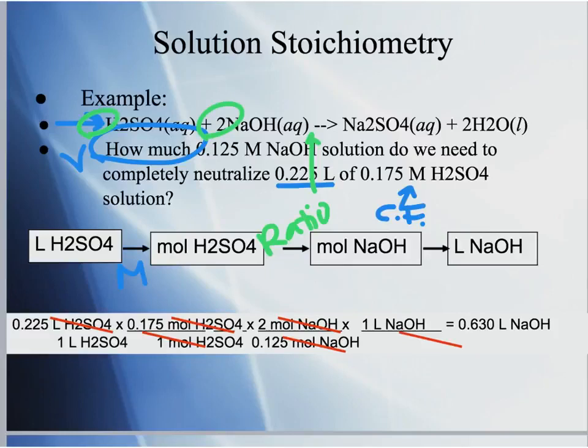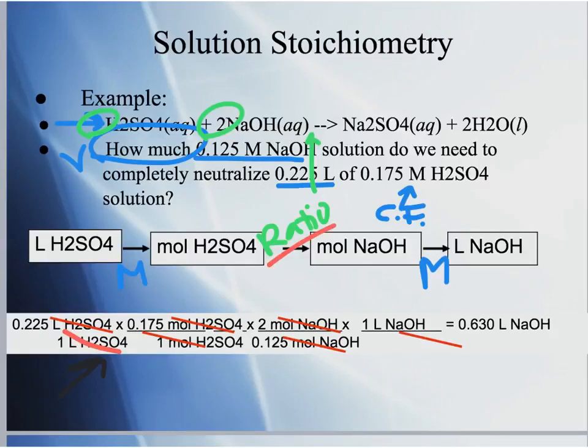And then we can again use molarity. Since we're given the molarity of the NaOH solution, we can use molarity to figure out the number of liters. This down here is what it looks like when we're writing out all of the conversions. So we'll start out with the 0.225 liters, cancel the liters as we use molarity, which is the 0.175 moles per 1 liter. Then we have to take a look at the ratio.